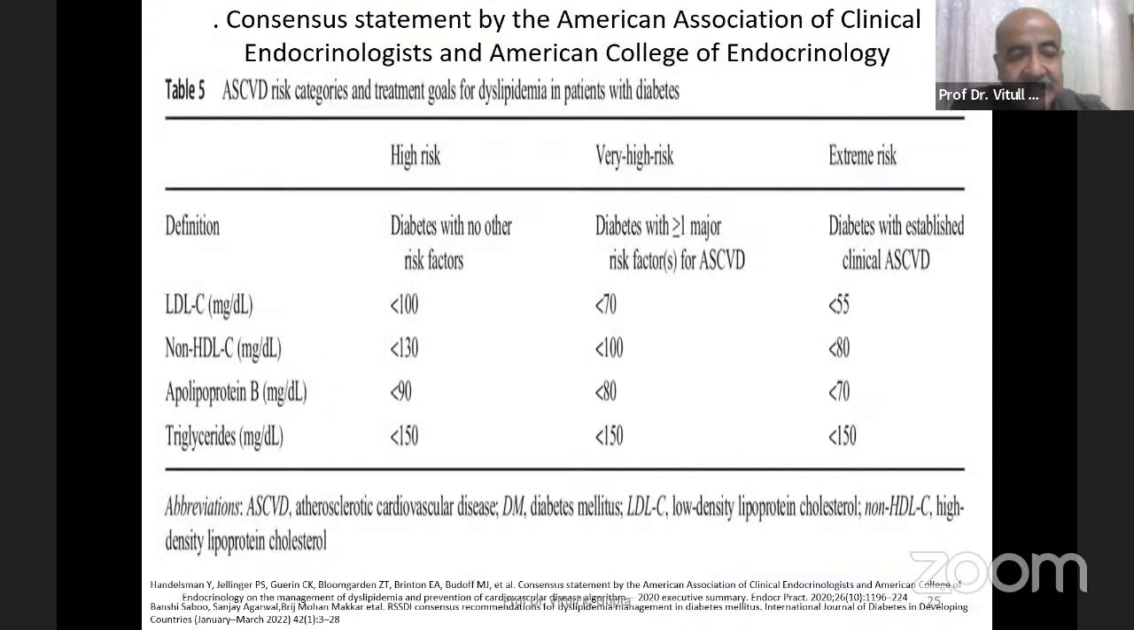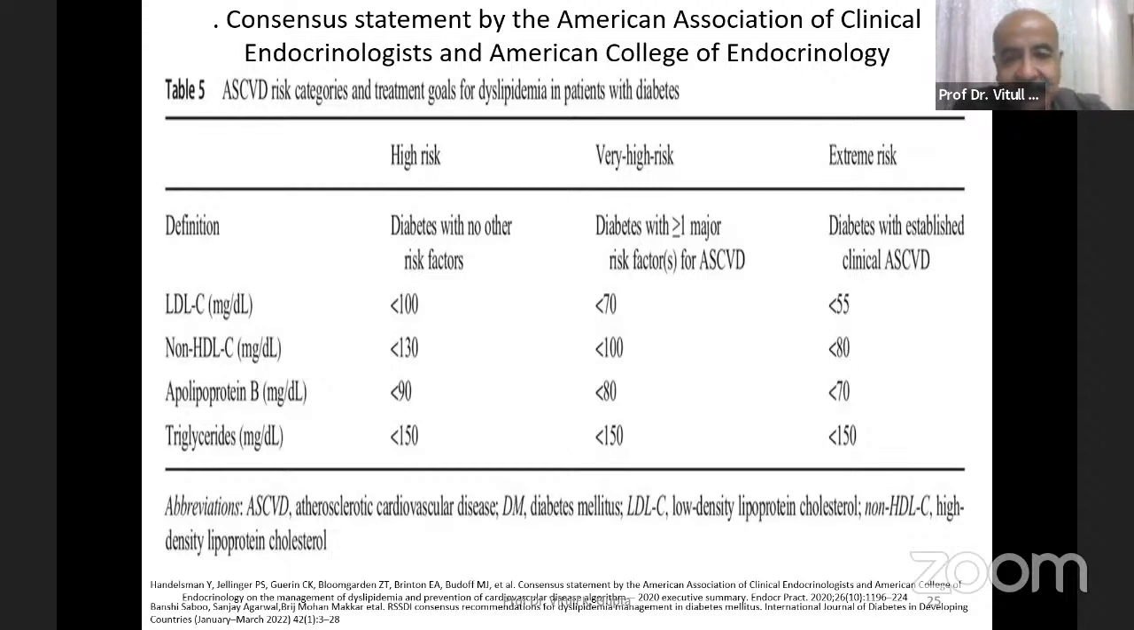So we need to consider what is different in the Indian setup as far as the treatment goals are concerned. These are the treatment goals for the Western population, a consensus statement by the American Association of Clinical Endocrinologists and the American College of Endocrinology. Similar statements have been issued by AHA and ACC also. That is where the LDL-C goals are high risk, very high risk, and extremely high risk.